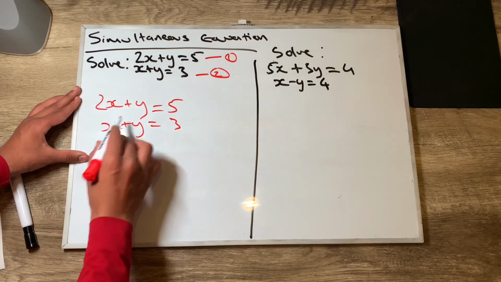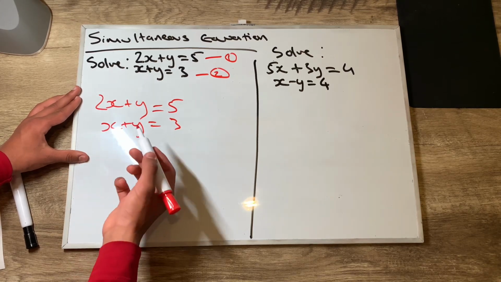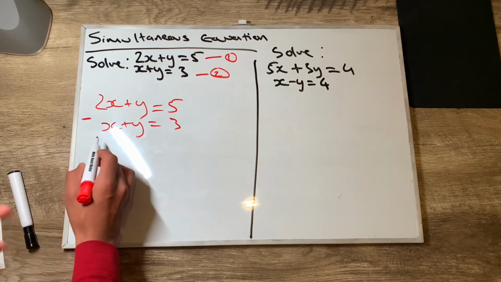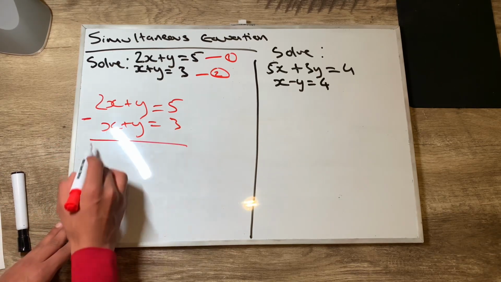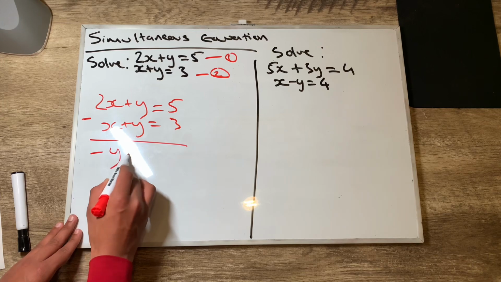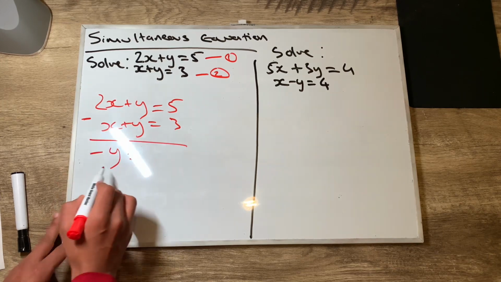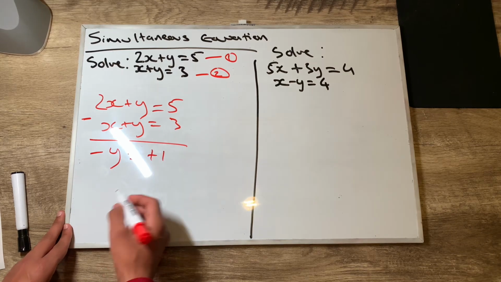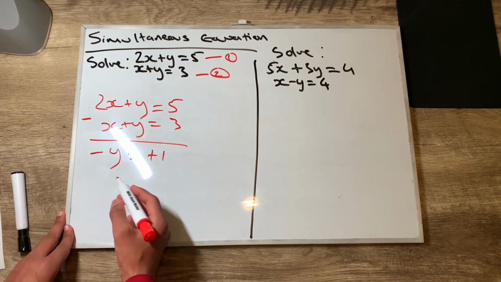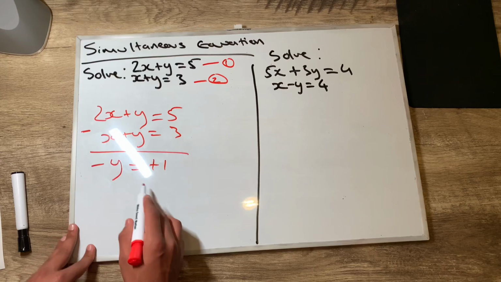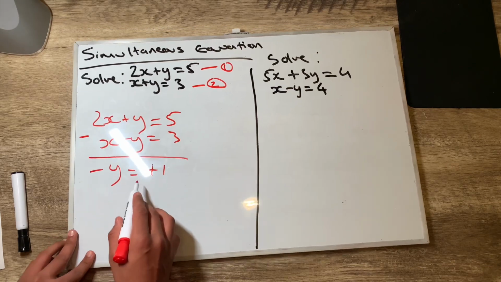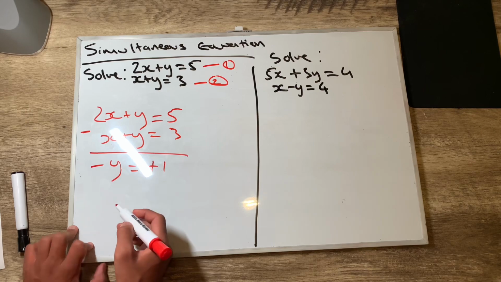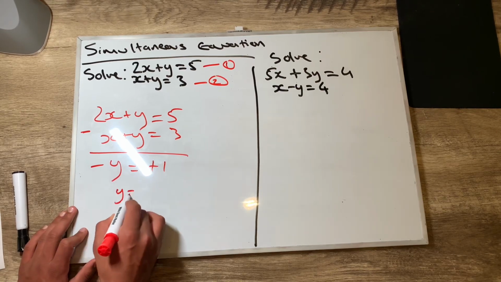Now I didn't line it up properly over here, but it's important that you line it up, and then you subtract these two. From the left side that gives you minus y, and from the right side that gives you plus 1, or 1. They're both the same thing. And now, this is the important step: y equals 1.